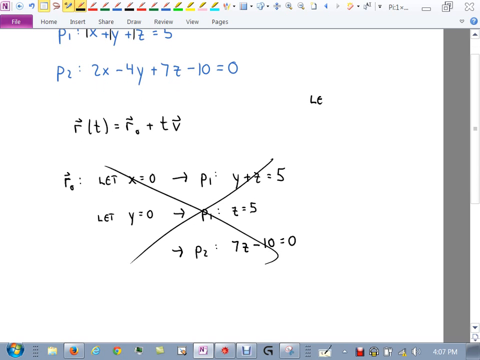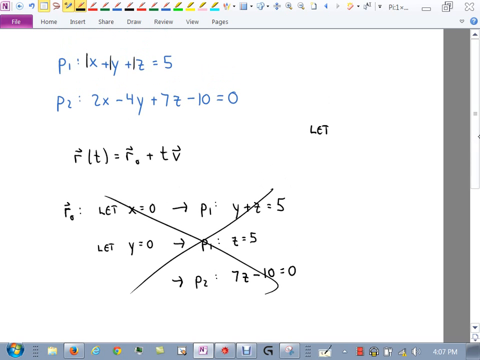Let's try letting, I guess I'll stick with x is 0. Let x be 0. If x is 0, what does P1 become? We said y plus z equals 5. What does P2 become if x is 0? Negative 4y plus 7z equals, I'm going to move that negative 10 to the other side. Can you solve that system of equations?